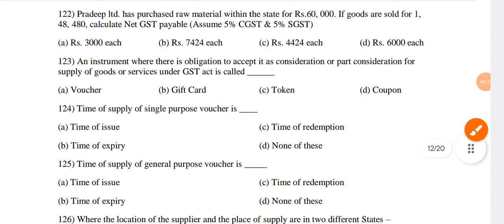Next question. An instrument where there is obligation to accept it as consideration or part consideration for supply of goods or services under GST Act is called dash. Option A, voucher; B, gift card; C, token; and D, coupon. The correct option is A, voucher.